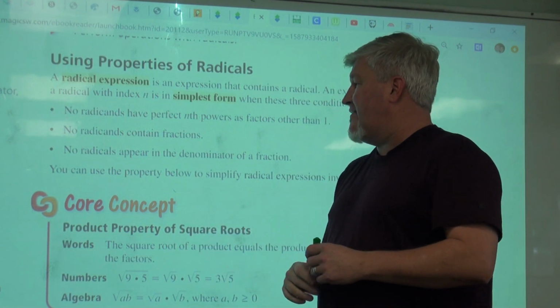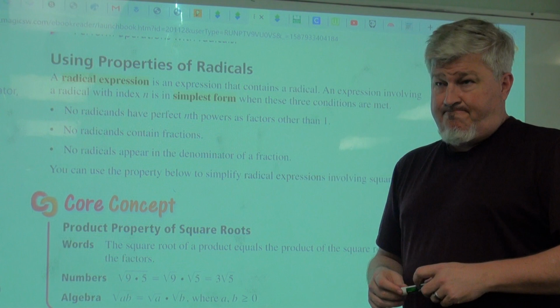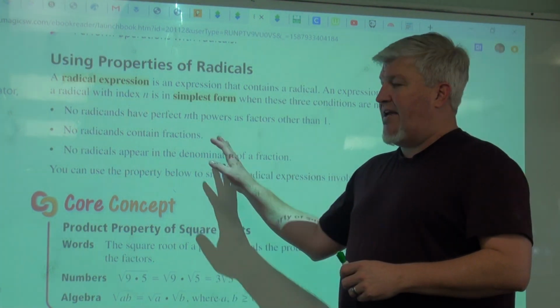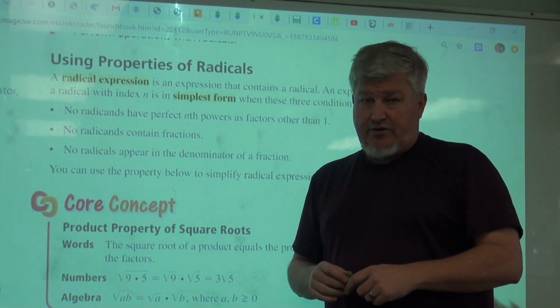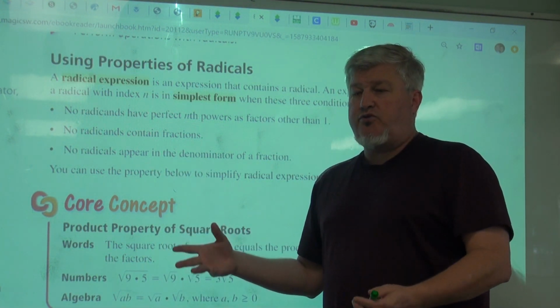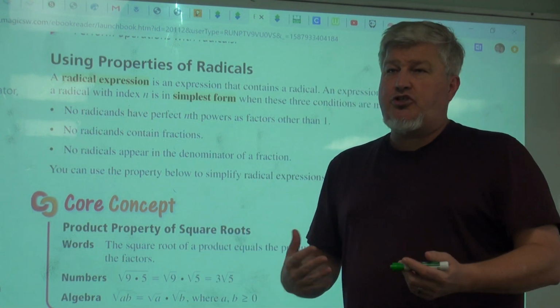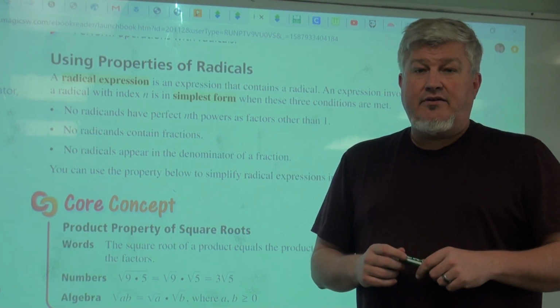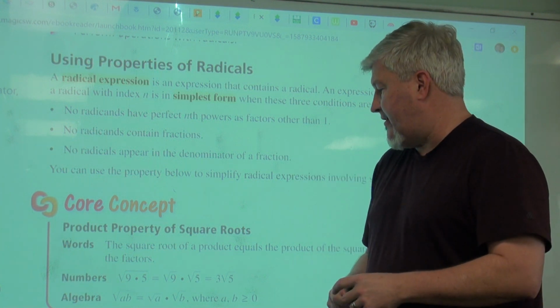Number 1, no radicands have perfect nth powers as factors other than 1. I'm not really going to worry about that one. Number 2, no radicands contain fractions. And finally, no radicals appear in the denominator. All right? So those are your 3 basic rules when you're trying to figure out whether you should simplify it or not. And you're going to have to use some mental math to figure out whether you can reduce a radicand that you'll see as an expression, right?